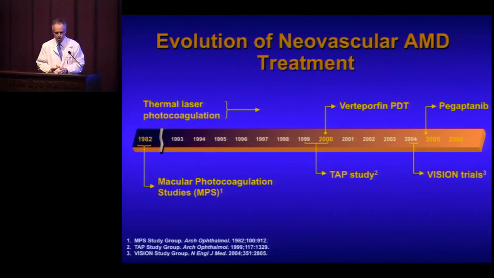But the true huge advance came with the pharmacologic or pharmacotherapeutic era, which started just 6 years ago, around the year 2005. The first therapeutic, the first anti-VEGF agent, was pegaptanib or Macugen.